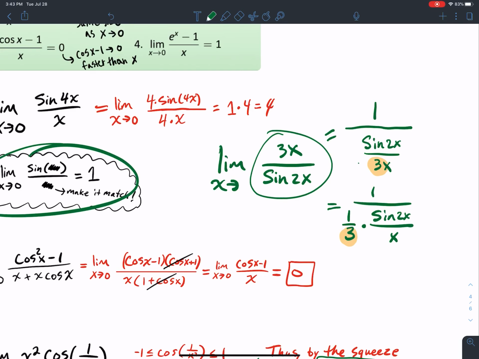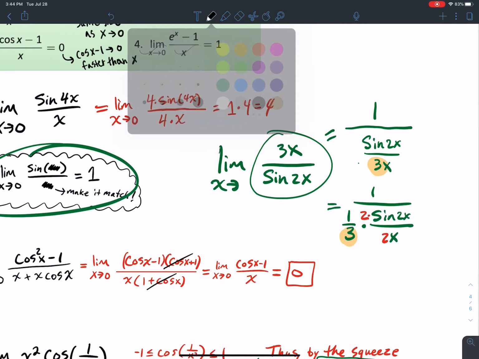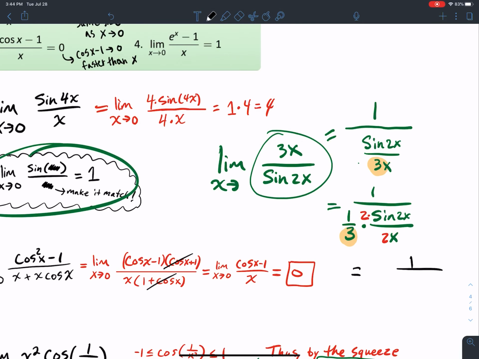So now what do I want? I want this to match this. How do I make it match it? I put a 2 here. But if I put a 2 in the denominator, I need to put a 2 in the numerator. So now I have 1 over, and this 2 here, that's a 2/3, right? And then I have a sine 2x over 2x.